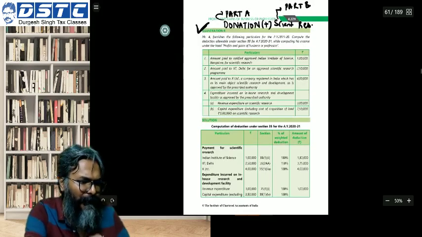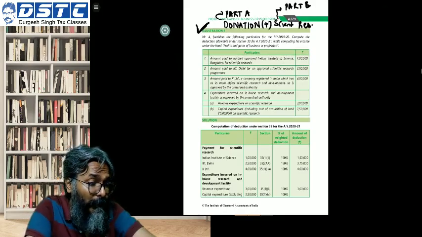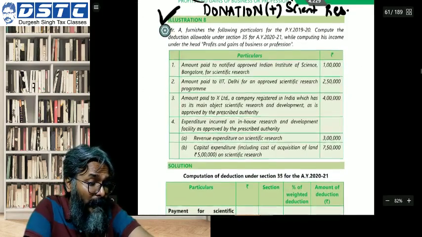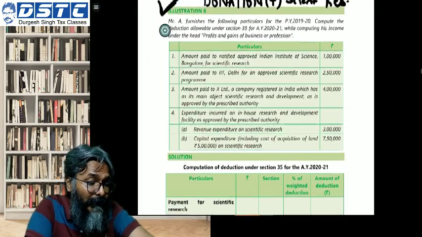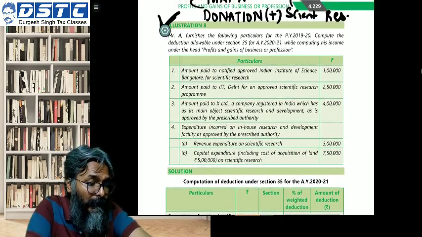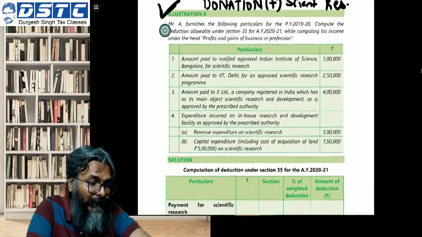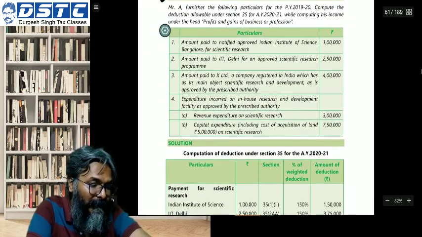Mr. A furnishes the following particulars for previous year 1920. Compute the deduction allowable under section 35 for AY 2021 while computing his income under the head PGBP. Amount paid to the notified approved Indian Institute of Science, Bangalore, for scientific research.